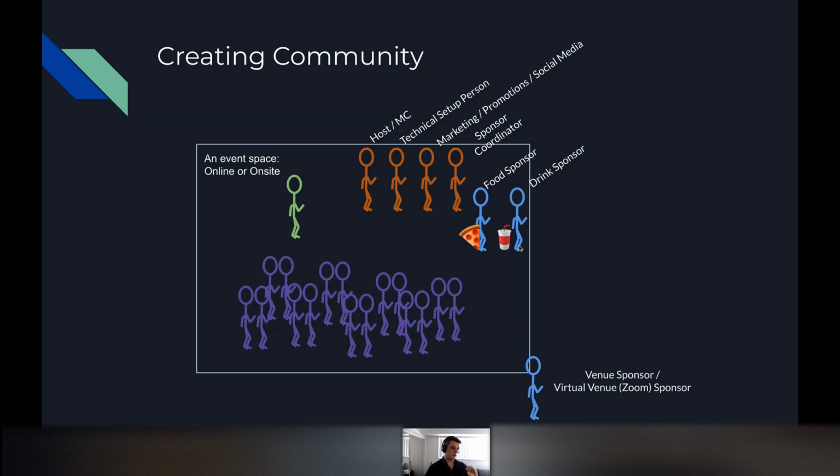The thing that's changed from physical spaces to virtual spaces is you don't really have food and drink sponsors. All right, fine, people can provide their own nourishment. But for the venue, previously a physical space, sometimes you need to check whether someone else is paying for Teams or someone else is paying for Zoom. Can we borrow that, please? Someone's paying for it, so they're sponsoring that virtual space.